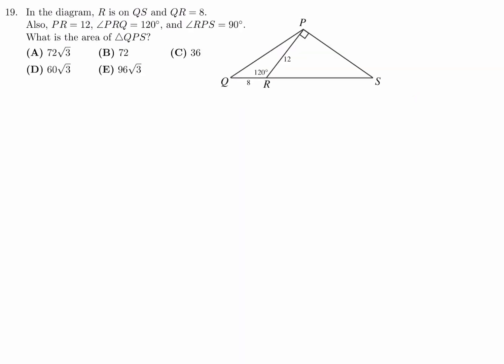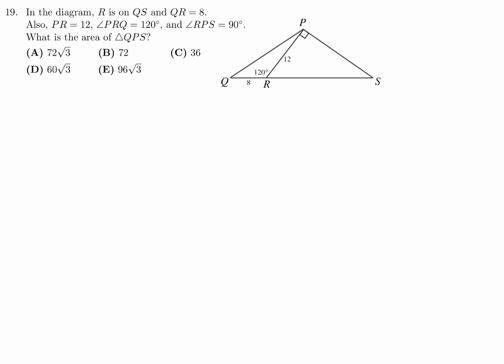In the diagram, R is on QS. QR is equal to 8, PR is equal to 12, PRQ is 120, and RPS is 90. What is the area of QPS? QPS. Okay, so the big triangle is the area they want us to figure out. All right.